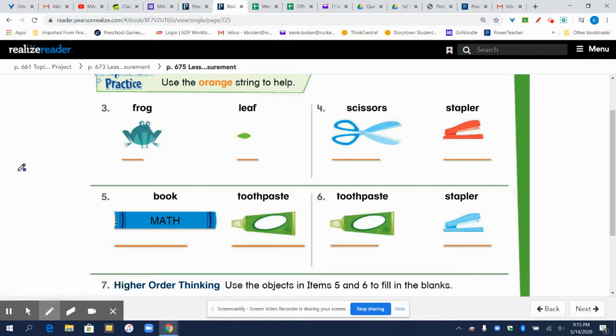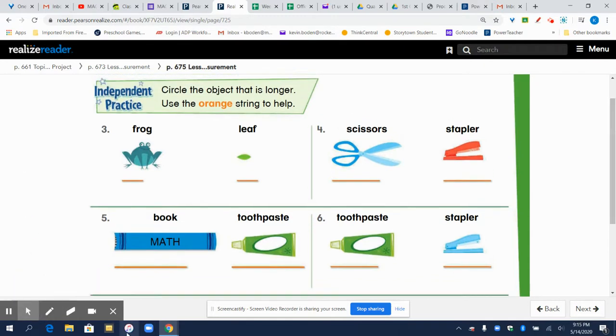Number 3. Now look, we're using that little piece of orange or brown string to help measure things. Which one is, let's see what the directions say. I'm sorry, I did not read that. I'm skipping ahead, and that's my bad. Circle the object that is longer. So let's circle whichever one is longer than that string. Are we going to circle the frog or the leaf?